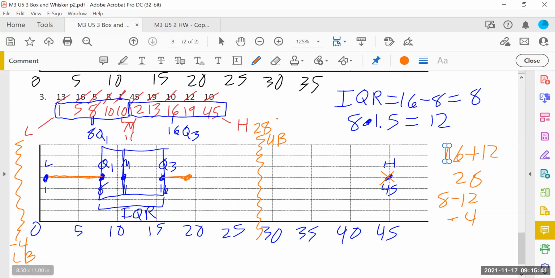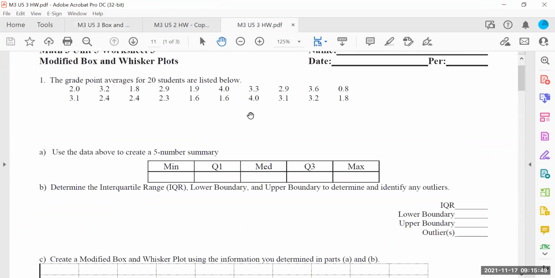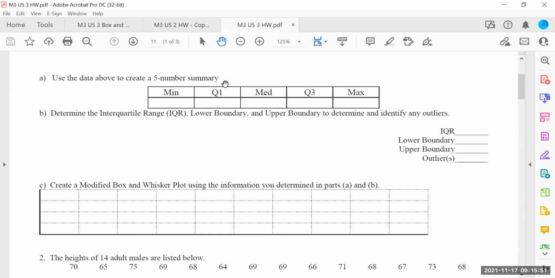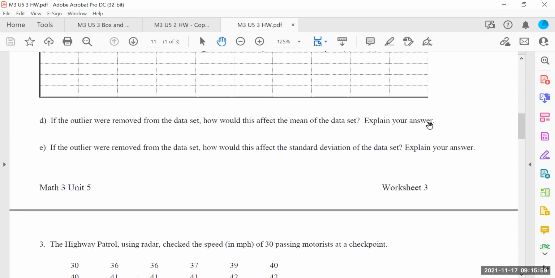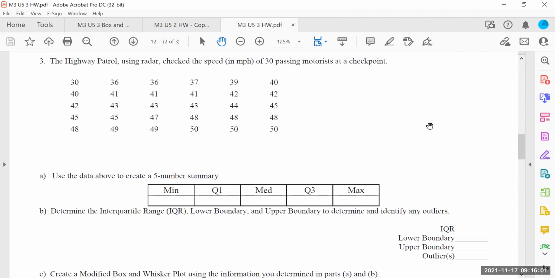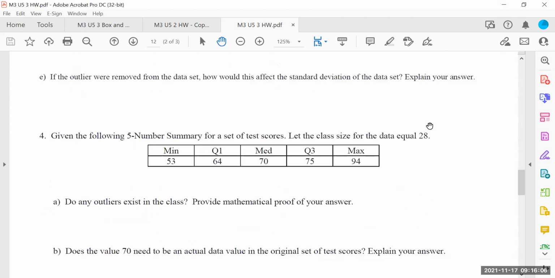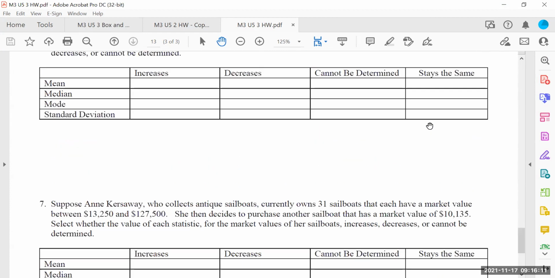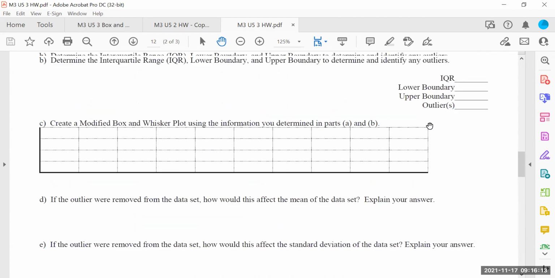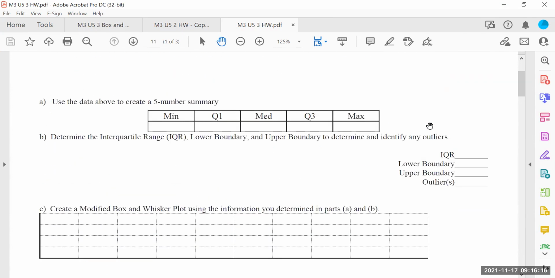Numbers, I believe, 1 through 7. Let's take a look at it real fast. So you're going to be filling in this 5-number summary, putting in the minimum, quartile 1, median, quartile 3, maximum. Solving everything here. All right, number 3 is not in order. Oh, and we're going to talk about 6 and 7. Okay, so here's what we're going to do.